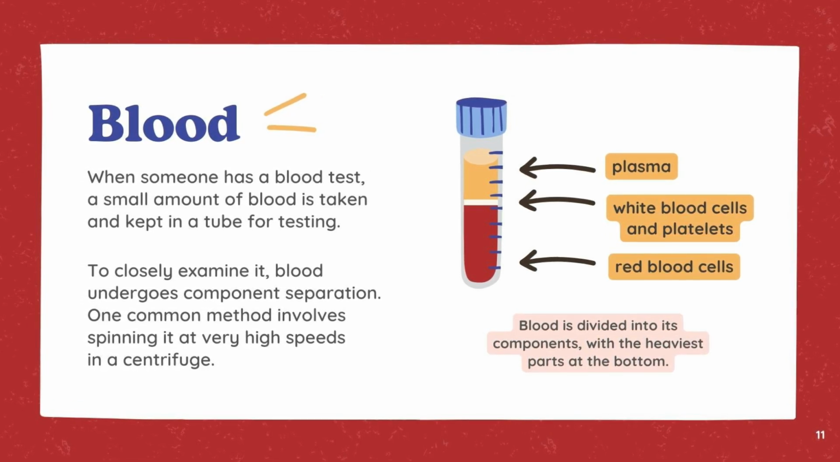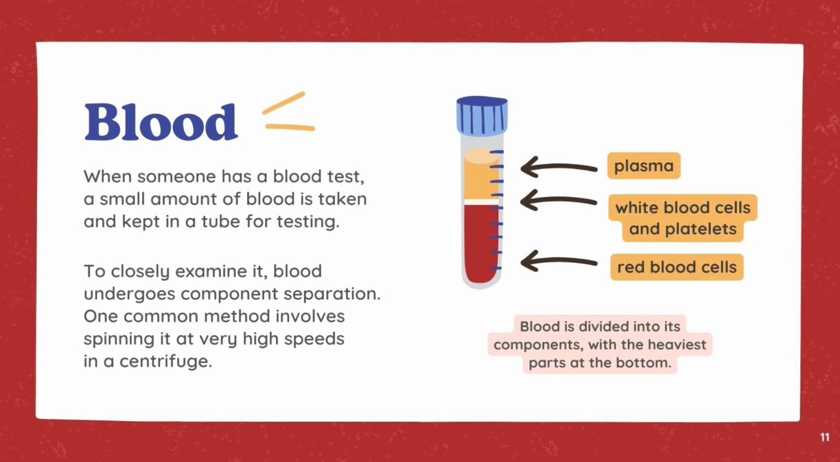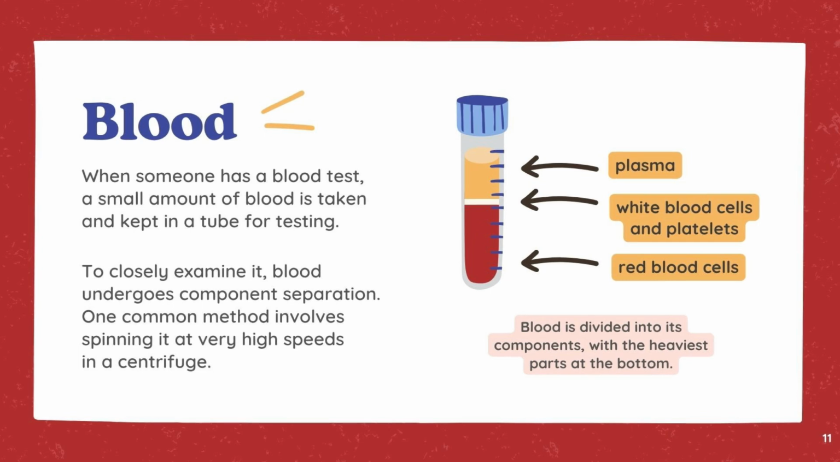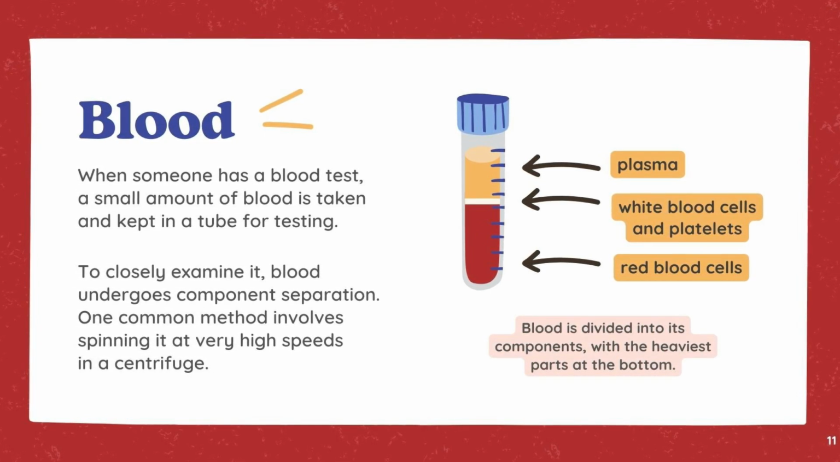When someone has a blood test, a small amount of blood is taken and kept in a tube for testing. To closely examine it, blood undergoes separation. One common method involves spinning it at very high speeds in a centrifuge.